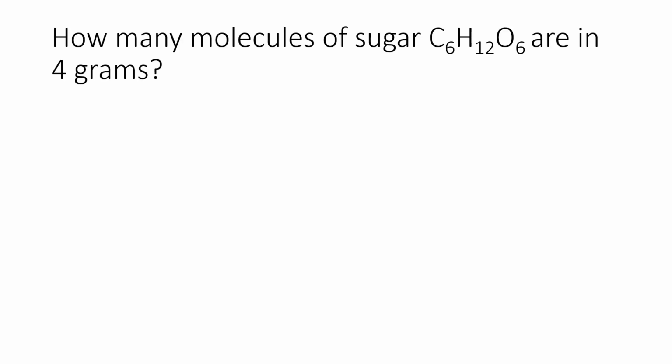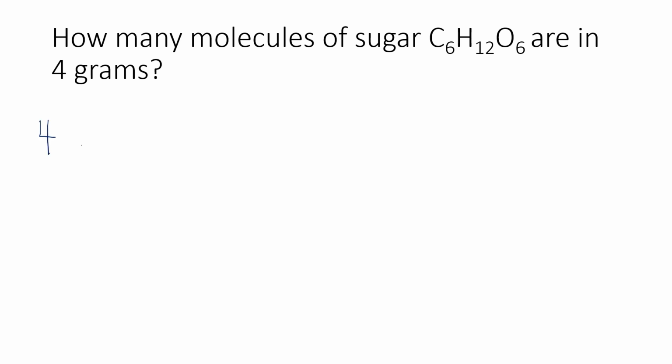All right, this problem wants to know how many molecules of sugar, and we'll use the formula C6H12O6, which is glucose, are in 4 grams. 4 grams is roughly a teaspoon of sugar. So we're going to start this process by writing down the number, the unit, and the chemical that we're given.